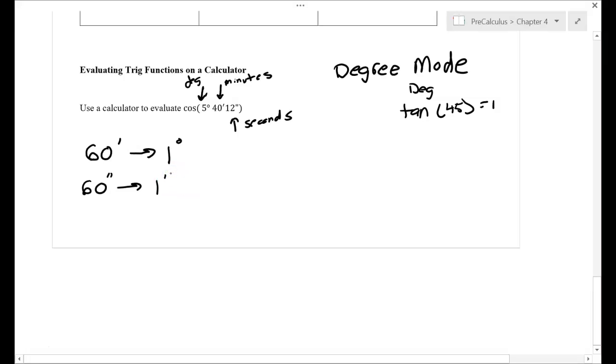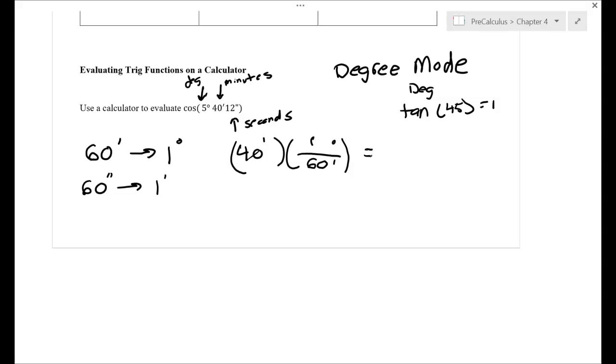So what I'm going to do is convert the minutes and the seconds into degrees. So I have 40 minutes. Multiply that by the conversion factor. I want to get degrees, so I'm going to put degrees in the numerator, and I'm going to put minutes in the denominator. And then my minutes are going to cancel out, and I'm going to be left with degrees. So 40 minutes, if I punch that into my calculator, I'm going to do 40 times 1 over 60, or just divide by 60. And I get 0.666, and this is going to be repeating.